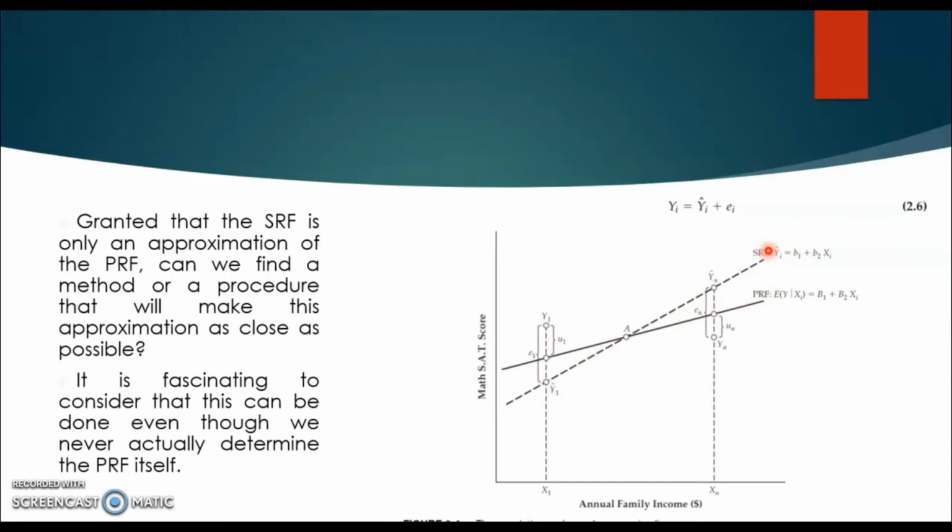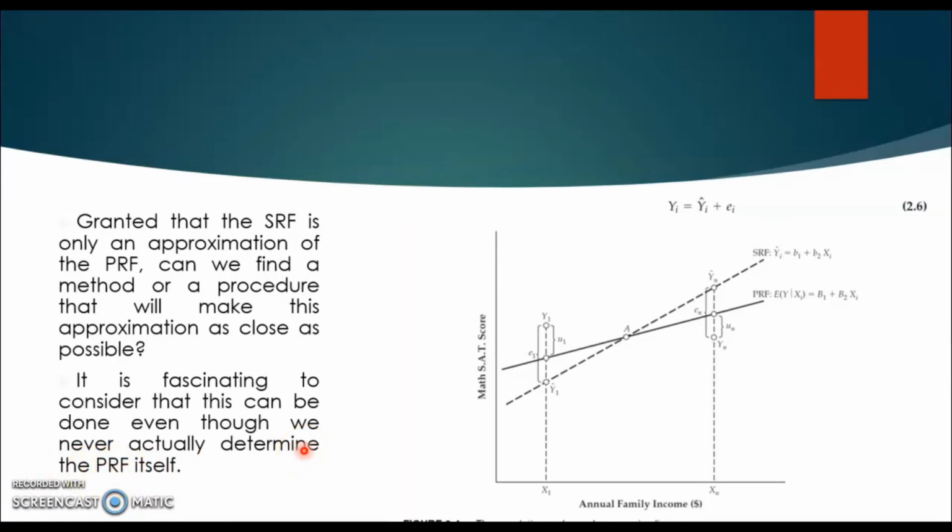And from the sample regression line, we create the sample regression function. So our job in the regression analysis is to find a procedure that will make the sample regression function an approximation that is as close as possible to the population regression function. It is fascinating to consider that this approach can be done even though we never actually determine the population regression function.